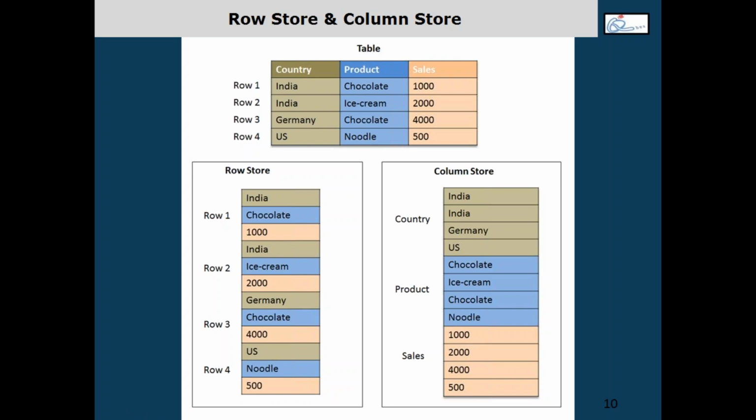Column store is not fast here. In this scenario, row store is fast, because I'm trying to read the complete record of a table, and in case of row store, the entire record is stored at one memory location, so row store would be faster in this case.